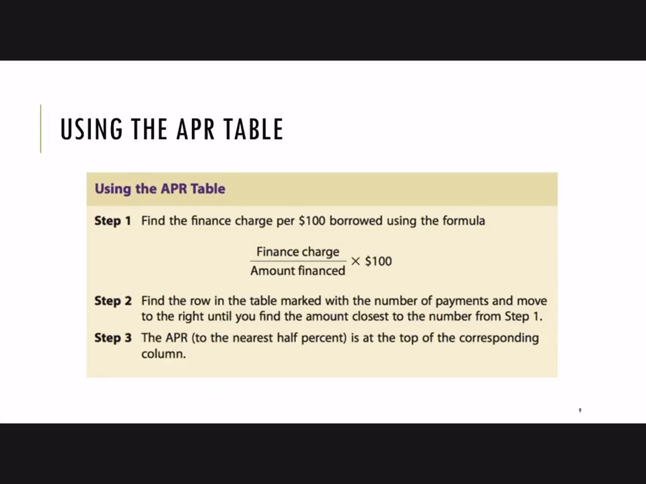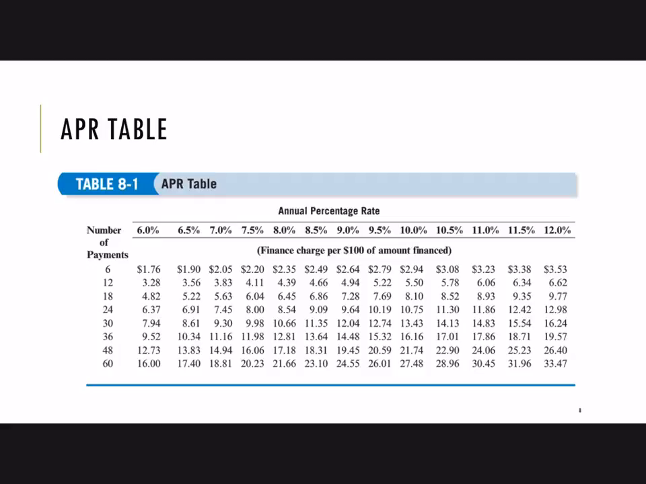Now we're going to take that number back to the APR table. Remember that, $8. Then on the left, we find the correct number of payments. So he made 24 payments. And then we follow across that row until we get to the number that's closest to $8. And in this example, we actually have $8 exactly. There it is. Then we follow that up to the top, and that tells us that the APR is 7.5%.